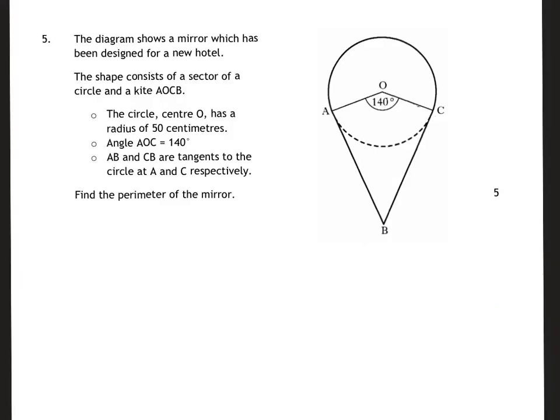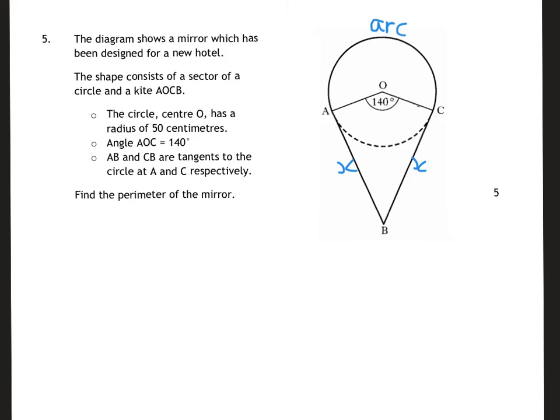Next question, what's the perimeter of the mirror? So remember, perimeter is the distance right around the outside of the shape. So we've got a few things to get here. We have to get the arc, and we also have to get these bits here, the sides on your kite shape. So I'm going to start with the arc.